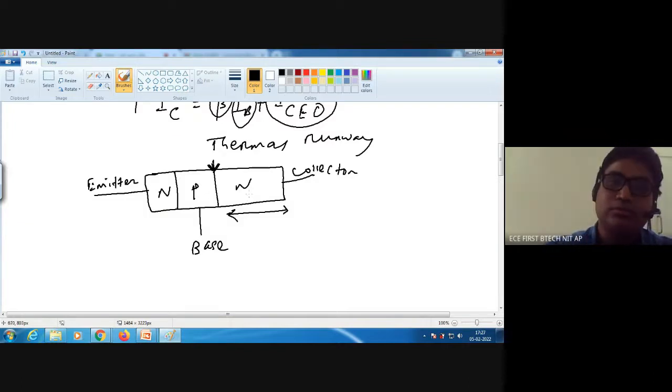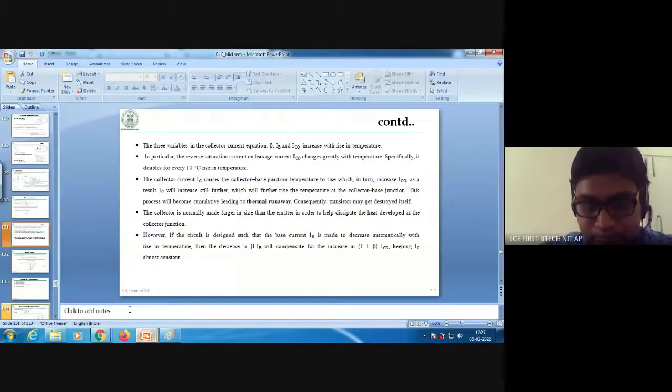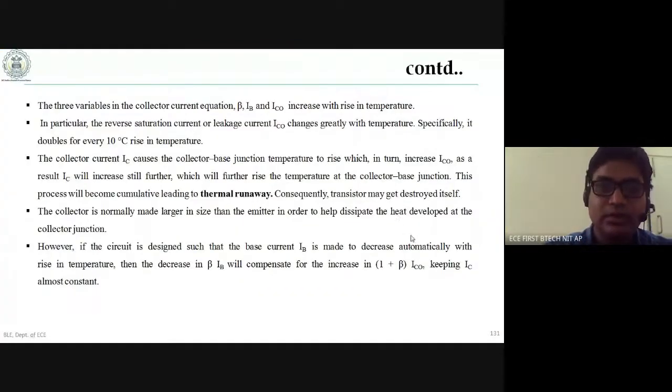So please note this one. It is a very important concept. That is why the collector is normally made larger in size than the emitter, in order to help dissipate the heat developed at the collector junction.